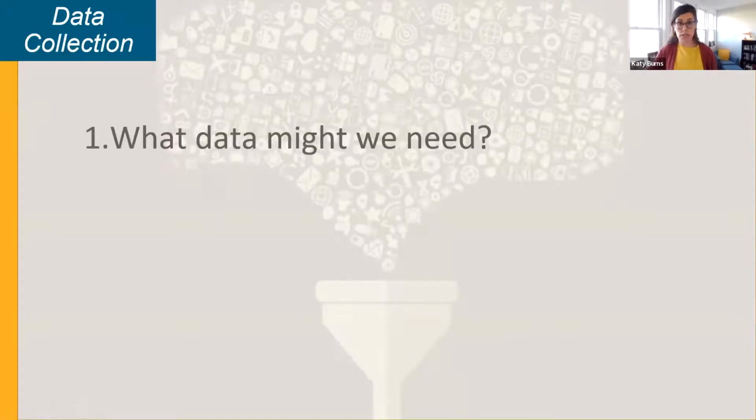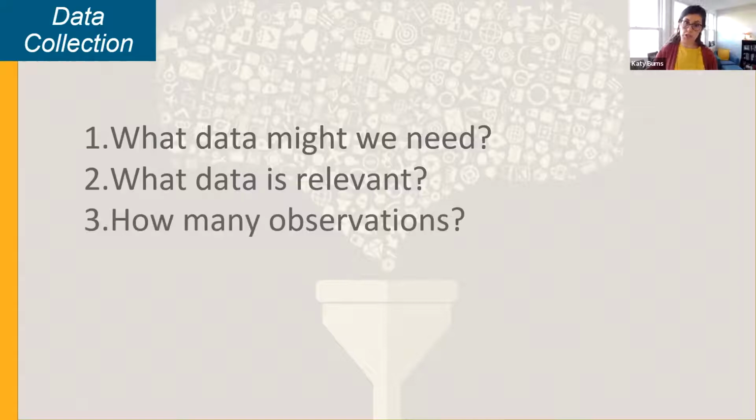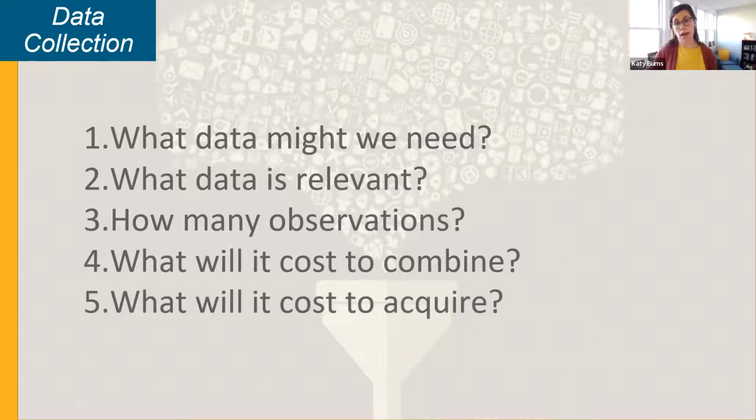What additional data might I need to answer my question? What data is relevant? How many observations or records do I need to be able to rely on my model? What will it cost to combine disparate data sources? And what will it cost to acquire or fill in gaps in my data? And this is really important.